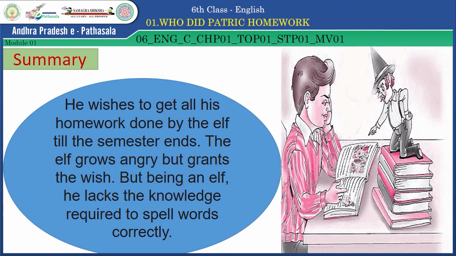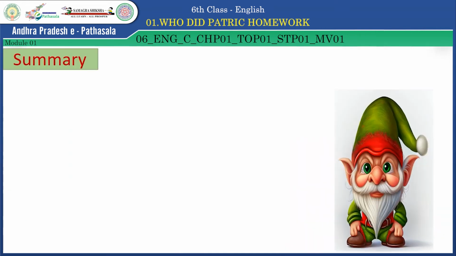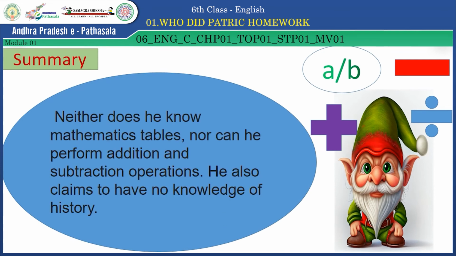The elf grows angry but grants the wish. But being an elf, he lacks the knowledge required to spell words correctly. Neither does he know mathematics tables, nor can he perform addition and subtraction operations. He also claims to have no knowledge of history. Let's go to the question and answers.